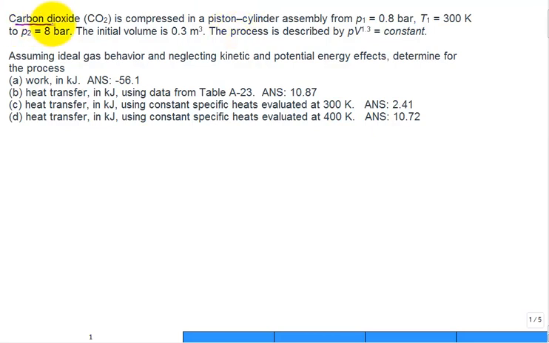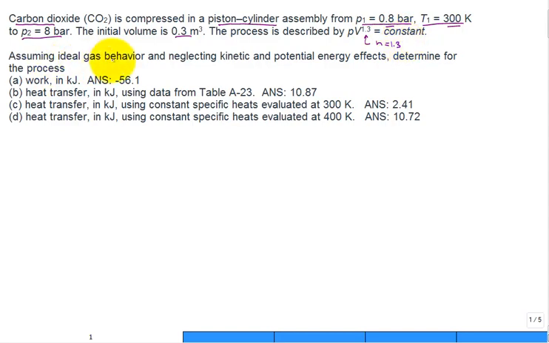Carbon dioxide, CO2, is compressed in a piston cylinder assembly from a pressure P1 of 8.8 bar and a temperature of 300 Kelvin to a final pressure P2 of 8 bar. The initial volume is 0.3 meter cubed. The process is described by the polytropic relationship PV^N, where that exponent N is 1.3, equal to a constant.